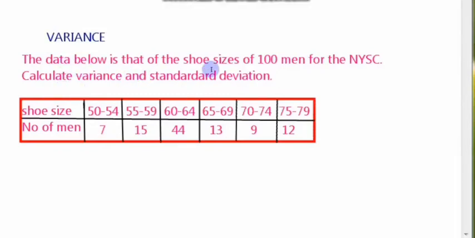So you want to compute variance and standard deviation of group data. Using this table, we are given the shoe size, number of men, which represent the frequency. So I have 50 to 54, which will be our class interval. We are going to use this table to compute for variance and standard deviation. So that is what we are going to look at.